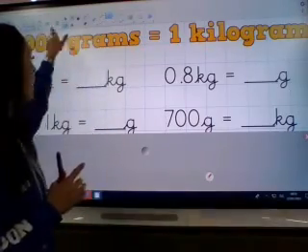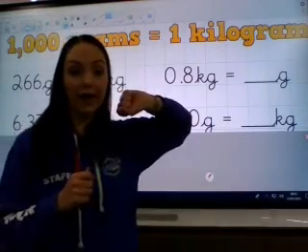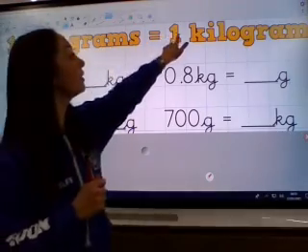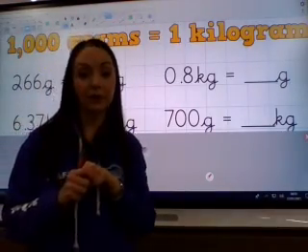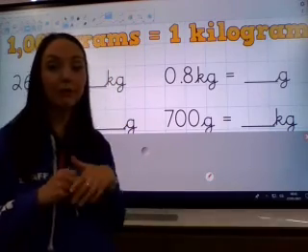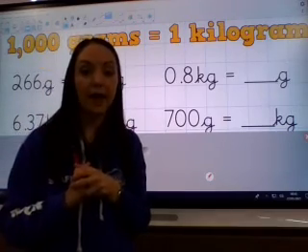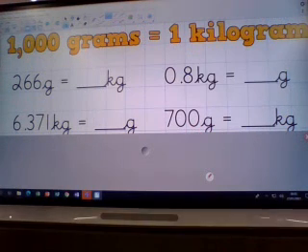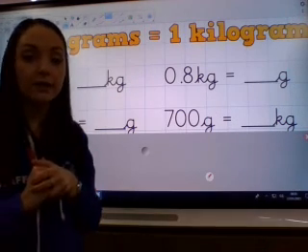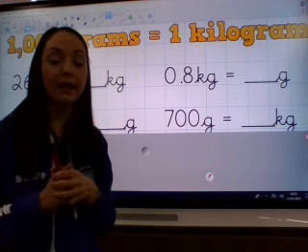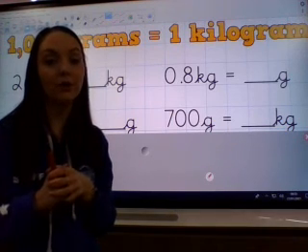Remember, if you're going from grams to kilograms, you need to divide by 1,000. And if you're going from kilograms to grams, you need to multiply by 1,000. Okay, remember to use that reminder at the top if you need it to help you. Okay, so you might want to pause the video now, jot down those weights, and then have a go at converting them. And then when you're ready, when you've got an answer for each one, come back, press play, and we'll go through them together and you can see if you got them right.